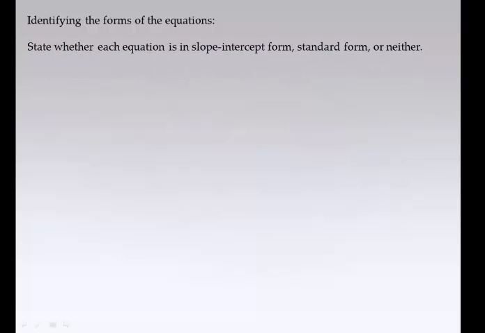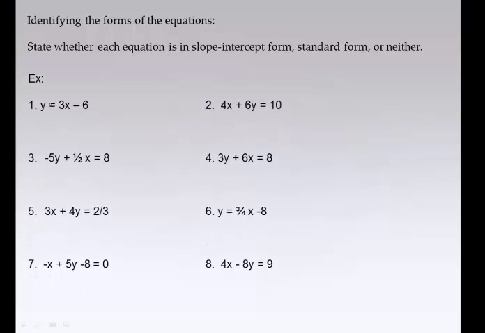So we want to identify some forms of the equations. We're going to state whether each of these is in slope-intercept, standard, or neither. In our first example, we have y is equal to 3x minus 6. Now slope-intercept is y equals mx plus b. Standard is ax plus by equals c. Looking at this equation, we can see that it looks like this format. So this is slope-intercept.